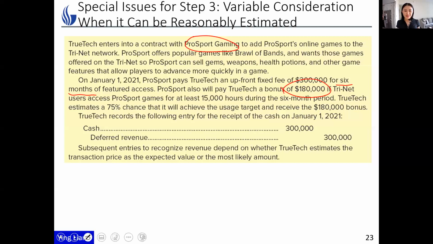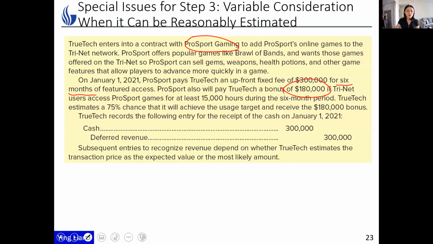Why? Because it's uncertain, right? It's not a certain thing. There is still a 25% chance that I cannot achieve the target. Okay, so we'll talk about this variable consideration in this situation, which is the 15,000 hours target, and that is a variable that may not be achieved, but we really want to record as much revenue as possible.